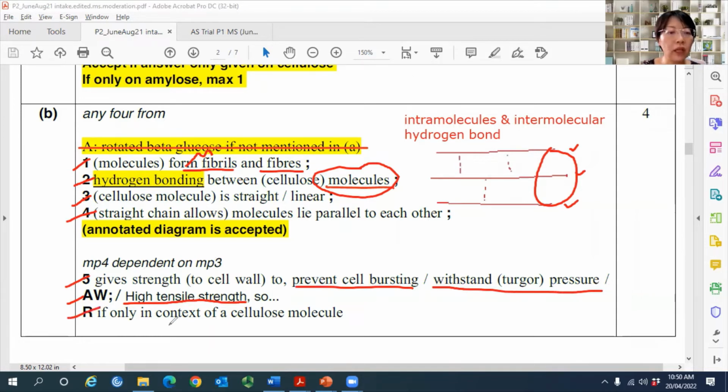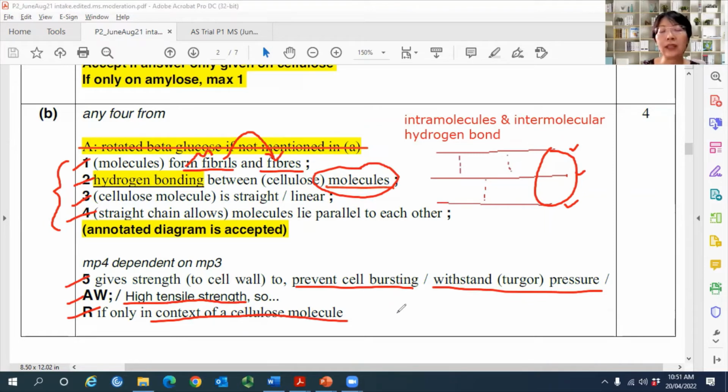So reject it in the context of cellulose molecule. If you say cellulose molecule is strong, therefore it can prevent the cell wall from bursting, then no mark. Why is it strong? It's because of this kind of arrangement that makes it strong, not the cellulose molecule itself. It's how the cellulose has arranged into microfibrils to fibers that makes the overall structure strong. So if the student just says it can prevent the cell from bursting, sorry, I cannot give you the mark.